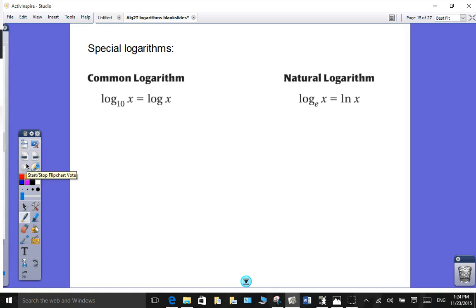Now there are 2 logarithms that are special. One of them is log base 10, and that's called a common logarithm. That's the one that I showed at the beginning of class. Common log means log base 10. And if you see just log without a base, that means it's log base 10. You don't write it, just like if you raise something to the first power, you don't write the 1 as an exponent, or if you have a coefficient of 1, you don't write it. If you're taking the log base 10, you don't write the 10.